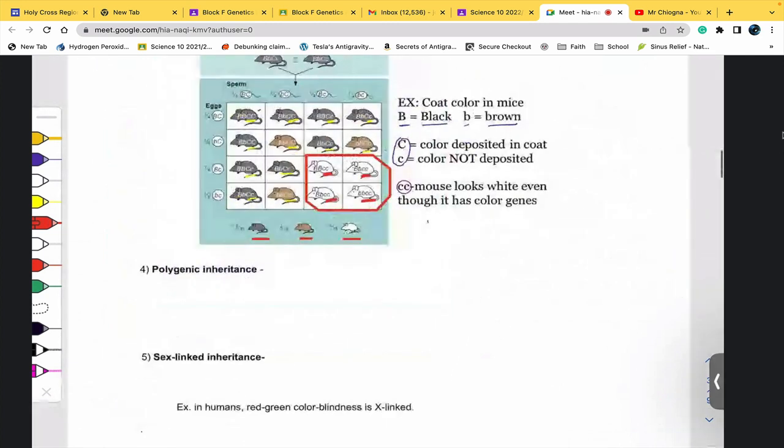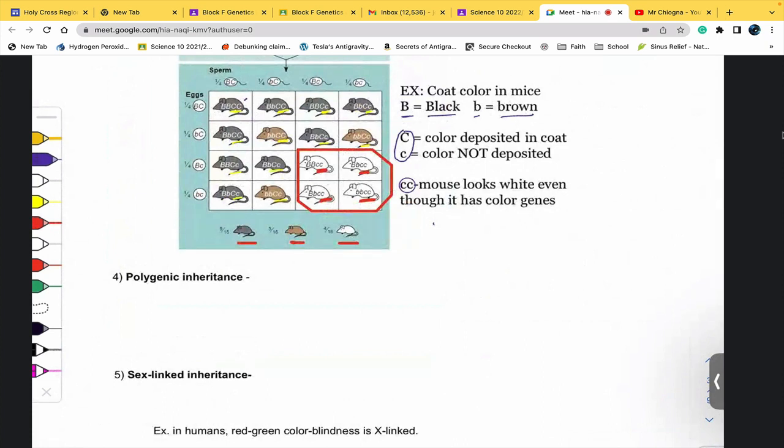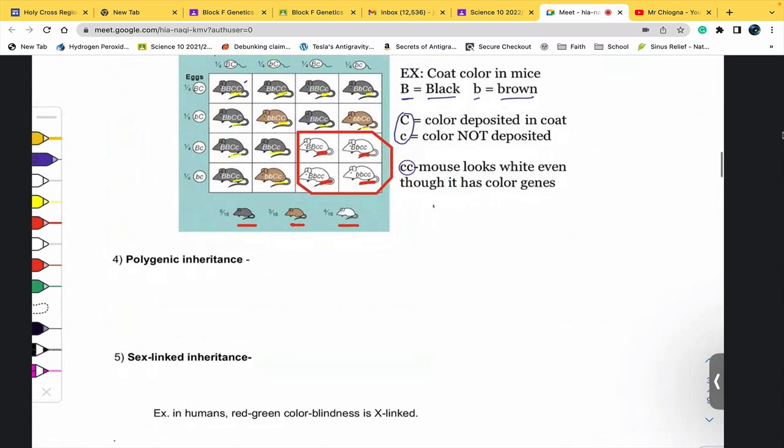Okay, on to polygenic. Polygenic inheritance. Some traits show additive effects.